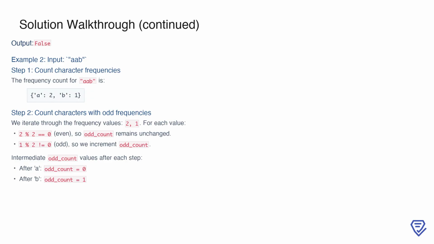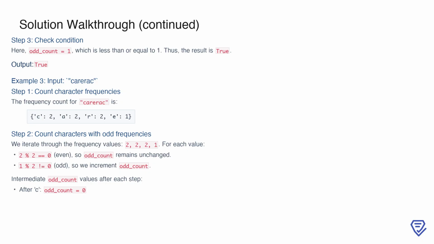Then, we count the characters with odd frequencies by iterating through the values 2, 1. The frequency of a is 2, which is even, so odd_count remains 0. The frequency of b is 1, which is odd, so we increment odd_count to 1. After processing all characters, odd_count is 1. Since at most one character with an odd frequency is allowed, the condition is satisfied, and we proceed. With odd_count equal to 1, which is less than or equal to 1, the condition for forming a palindrome is satisfied. Thus, the result for the string aab is true.